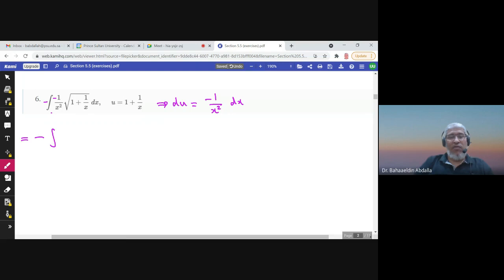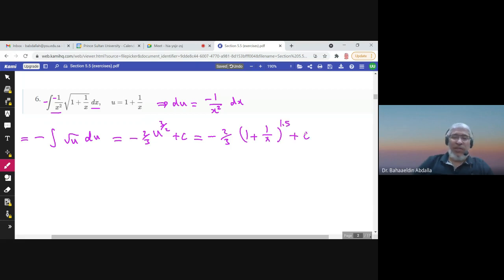So now negative 1 over x squared times dx is du, and square root of u. Square root of u is u to the power half. So u to the power 3 over 2, and here 2 over 3, plus c. So the final answer would be negative 2 over 3 times u, which is 1 plus 1 over x, to the power 1.5, plus c.